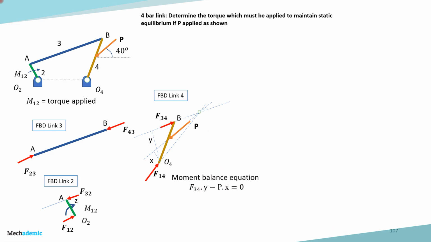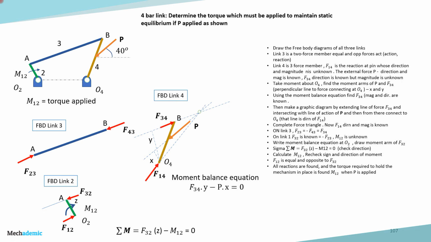Also we can write the same moment balance equation for link 2. If we find the moment at O2, it is F32 into the perpendicular distance between the line of action of F32 and O2, that is Z. So F32 into Z, that is force into moment arm, minus M12, because M12 is the external moment being applied. So F32 into Z minus M12 should be equal to 0. The net moment should be equal to 0 for link 2.